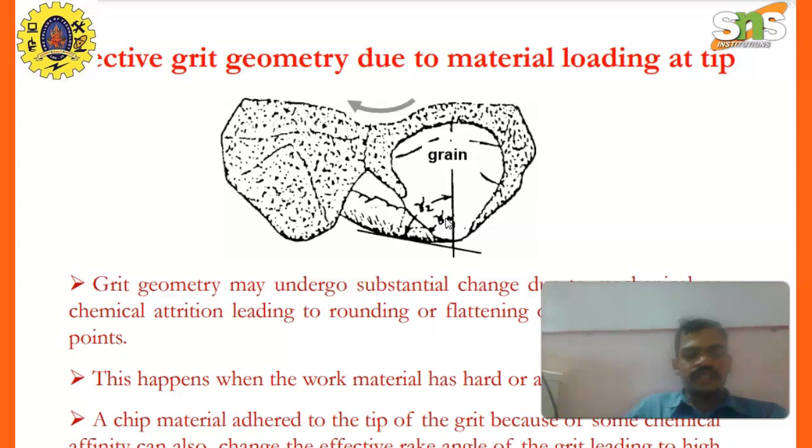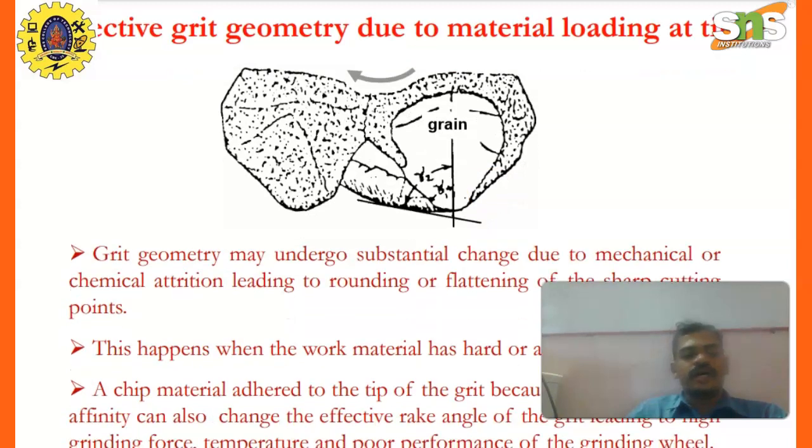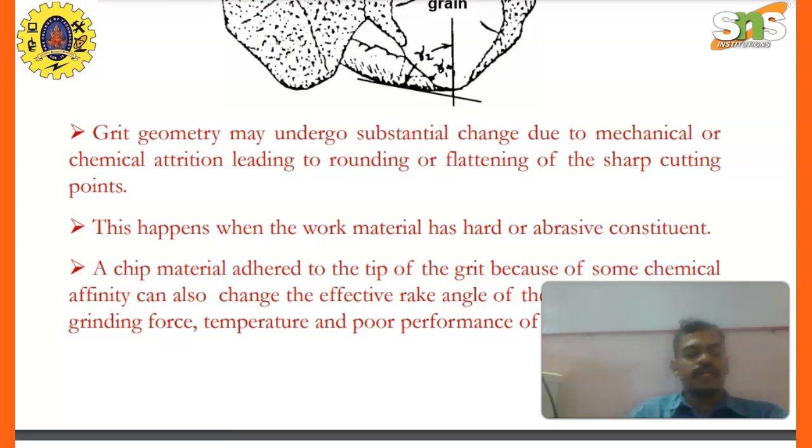Generally, grit geometry may undergo substantial change due to mechanical and chemical alterations, leading to rounding or flattening of sharp cutting points. This happens when the work material has a harder or abrasive constituent.